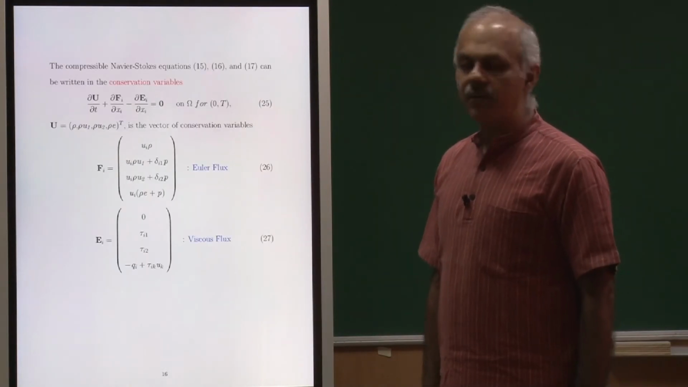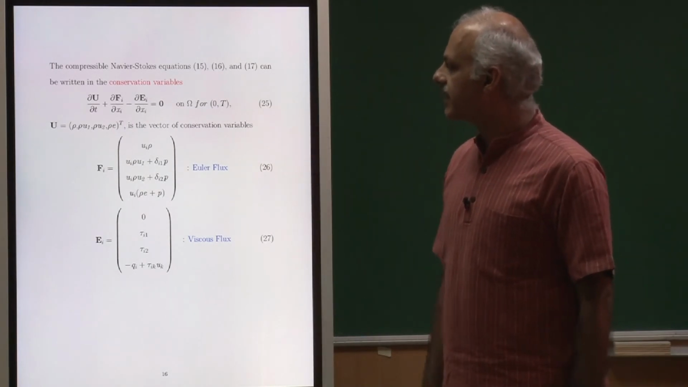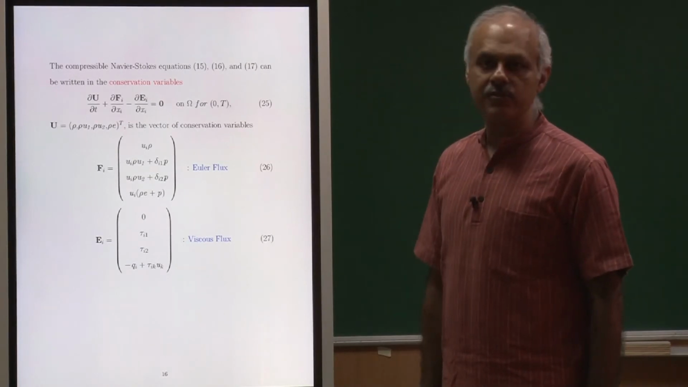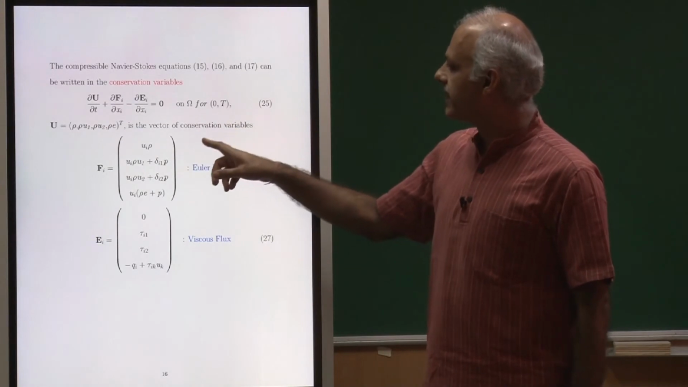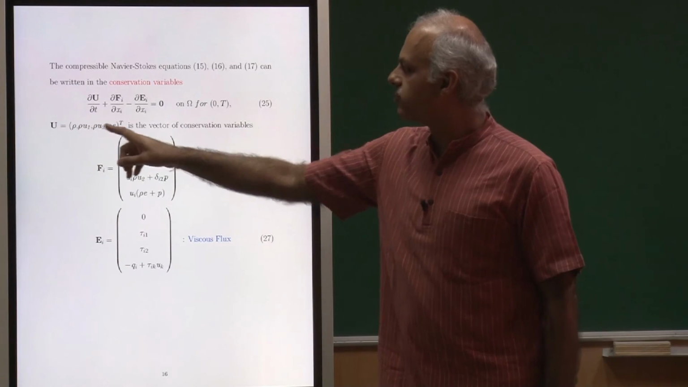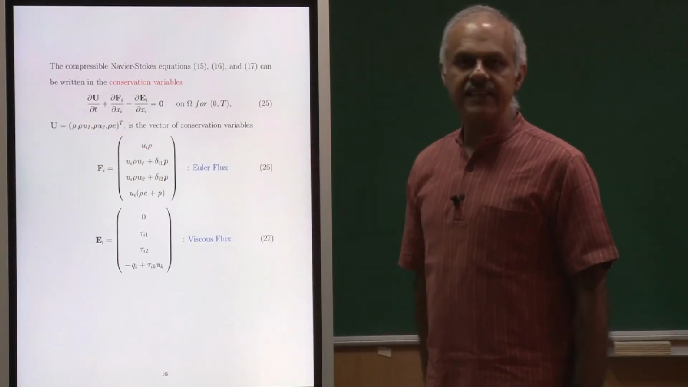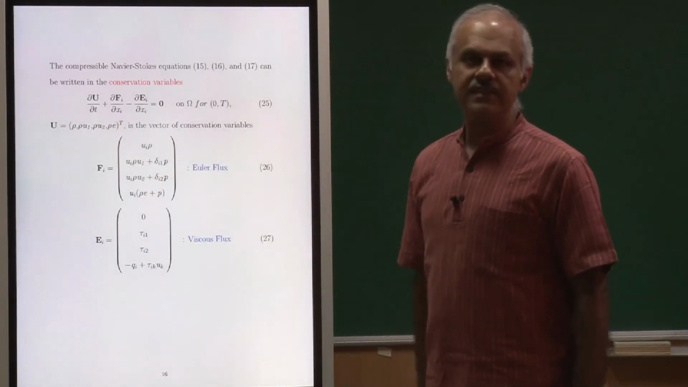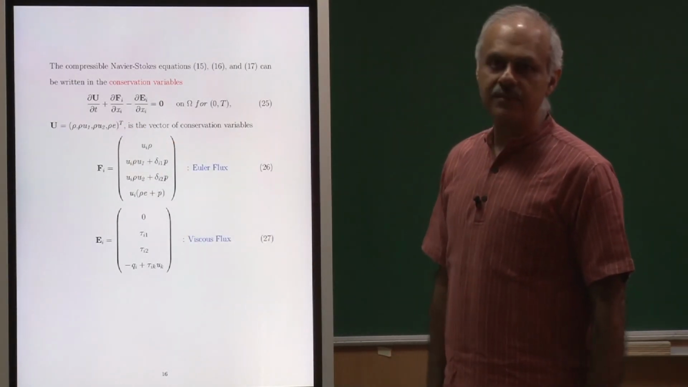Once we have all these constants, we can write these equations that we had written earlier in a conservation variables formulation. U here is the vector of all the conservation variables. In 2 dimensions it has 4 components. The first is the density, the second is the density times the x component of velocity, the third is the density times the second component of velocity, and the fourth is the density times the total energy.